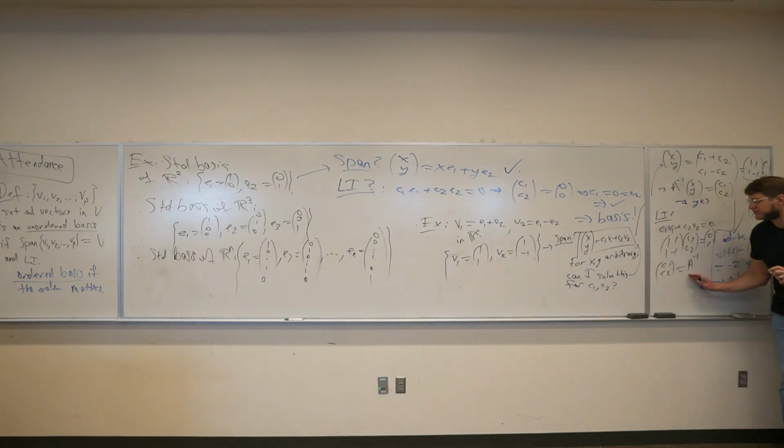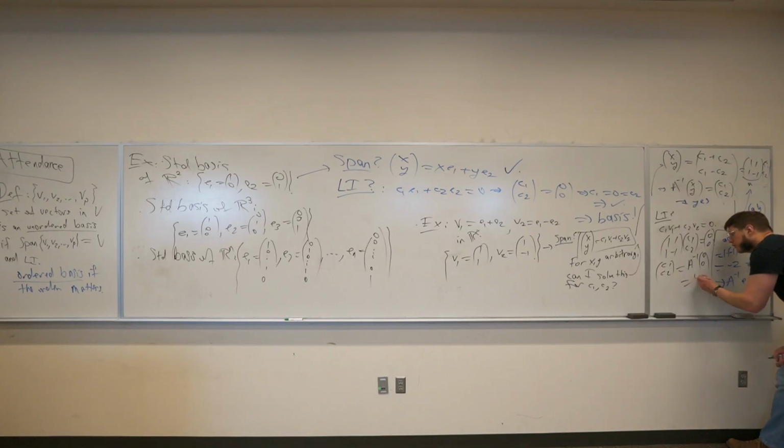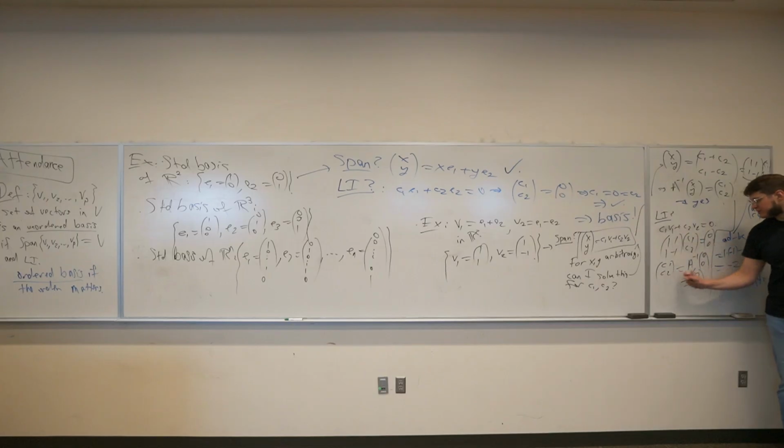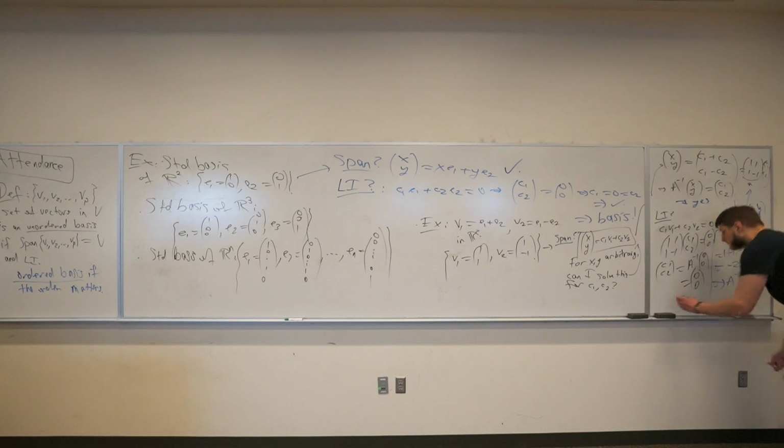Whatever this 2 by 2 is, right? Like I know that it's a 2 by 2, and it's the inverse of this matrix. I don't need the entries. I know that it's a 2 by 2. It's a linear transformation. And I know that whenever I apply a linear transformation to a 0 vector, I'm going to get 0. Which means that the only solution to this is when C1 is 0 and C2 is 0. That's what it means for V1 and V2 to be linearly independent.